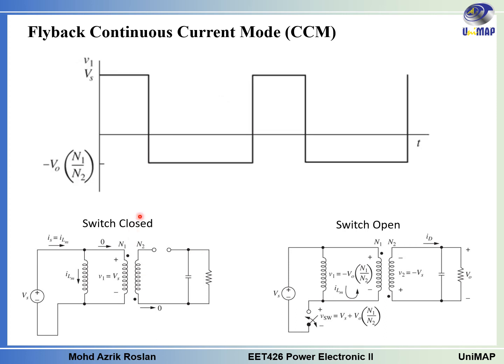This is the voltage for the V1, which is the voltage at the primary winding. During the switch turn on, this voltage will be equal to Vs. That's why we can see Vs here. And then during the switch turn off, the voltage here will be equal to negative V out N1 over N2 at this point.